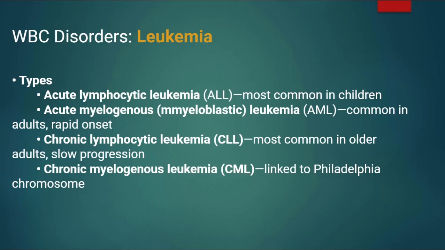Chronic lymphocytic leukemia, or CLL, is the most common leukemia in older adults, especially those over age 55. It progresses slowly and may be monitored for some time before treatment is necessary.